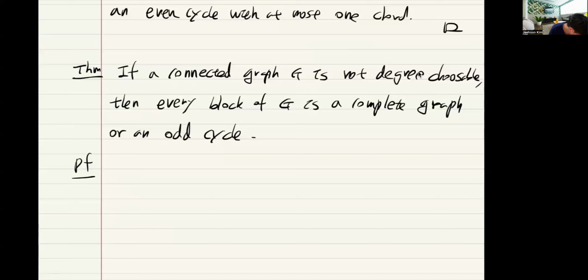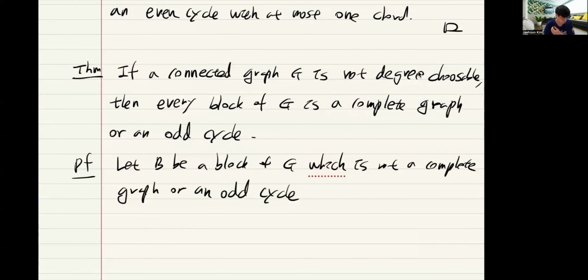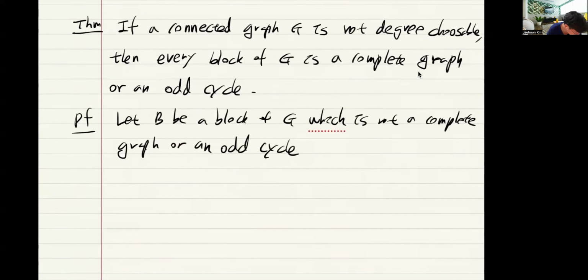So let's say B is a block of G which is not a complete graph or an odd cycle. Assume that such a thing exists, and we want to show that G is degree choosable. For that, we only need to show that it has an induced subgraph which is degree choosable. For that, we only have to show that it has an even cycle with at most one chord.